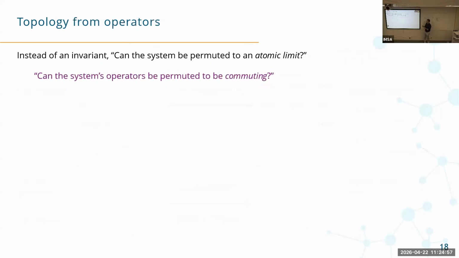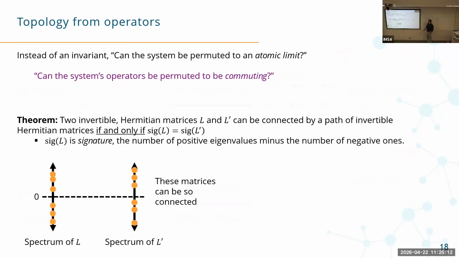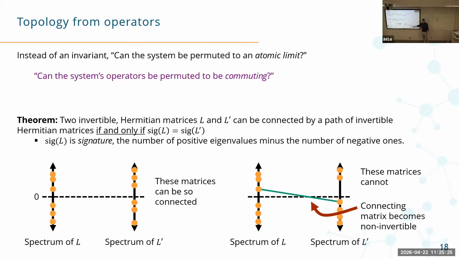To do this, there are going to be two theorems we'll use in the Chern case. The first is that two invertible Hermitian matrices, L and L prime, can be connected by a path of invertible Hermitians if and only if they have the same signature, the difference in the number of positive minus negative eigenvalues. This is easy enough to visualize. These can be path connected without having an eigenvalue cross through 0, where it would be non-invertible. These have a different signature, so regardless of how you do your matching, their path will always become non-invertible somewhere in the middle.